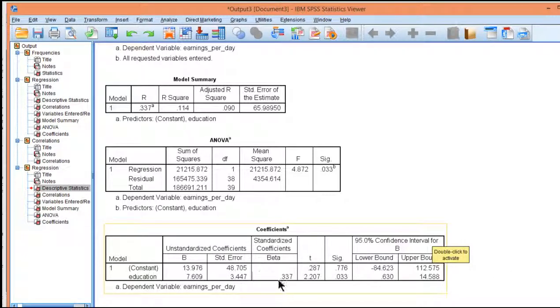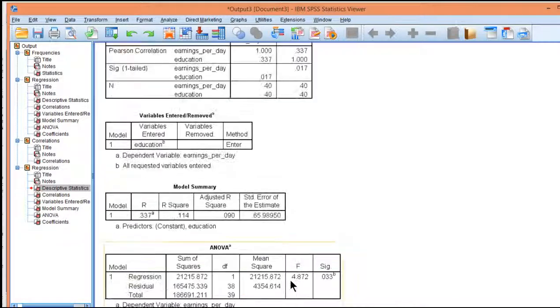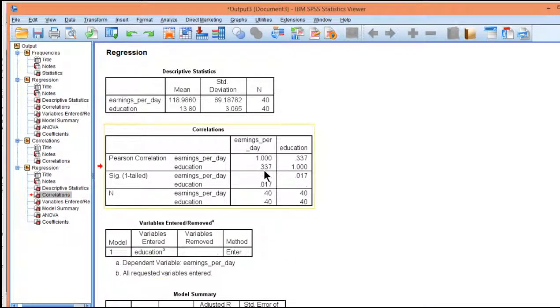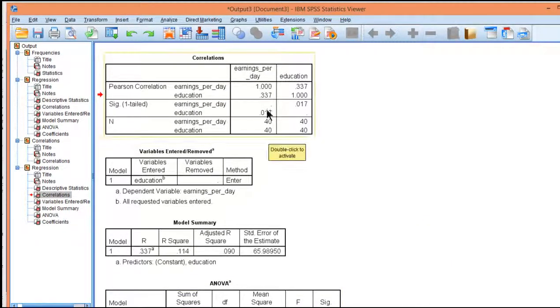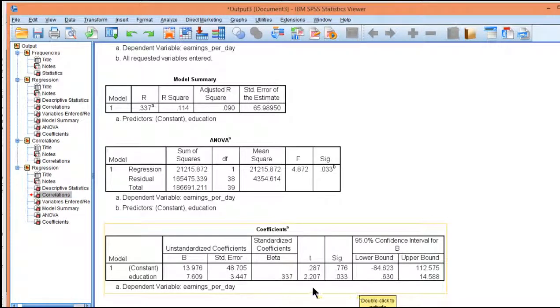I guess the last thing I'll note is that the standardized beta weight associated with education, which is 0.337, is exactly the same thing as the Pearson correlation. And that will always be the case in a bivariate regression. So a standardized beta weight is exactly the same thing as a Pearson correlation in the bivariate regression case, but you get this extra information for the intercept and the unstandardized beta weight, which is important, and you'll see that further along.